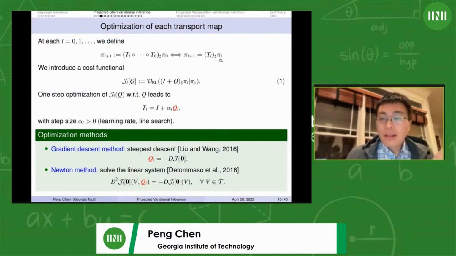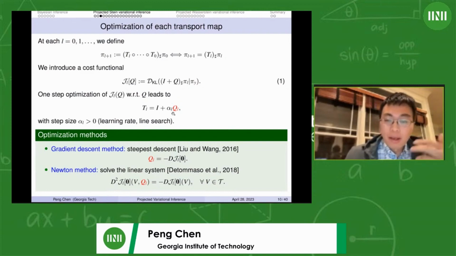So now, suppose we're at step L, we want to find a transport map TL by minimizing this functional. Right now we are at pi L. We want to find a perturbation map, which is I plus Q. Q is a perturbation map, right? And this pushes pi L closer to the posterior distribution pi Y. We want to find this Q by solving an optimization problem. Essentially, this is a cost function or energy function with respect to our perturbation map Q. And then after this one-step optimization, we get TL given by the identity plus this perturbation.